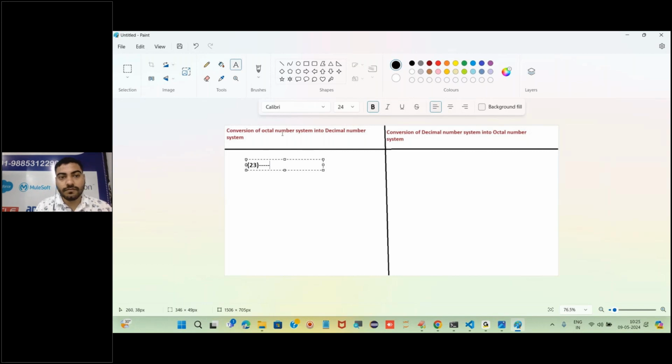See what we are seeing now: octal number system into decimal number system. So this 23 is nothing but an octal number. I'll tell you why it is an octal number system. Next, I will convert this 23 into X. X is decimal.